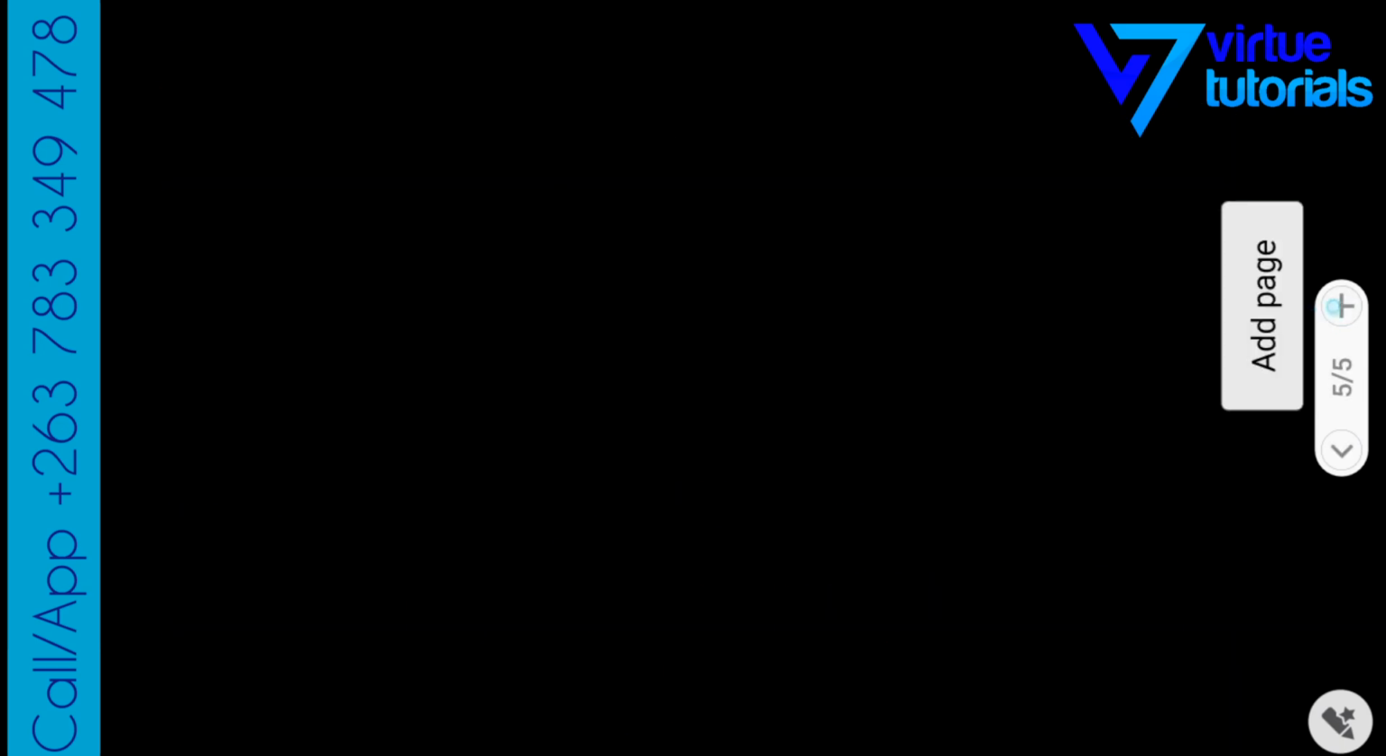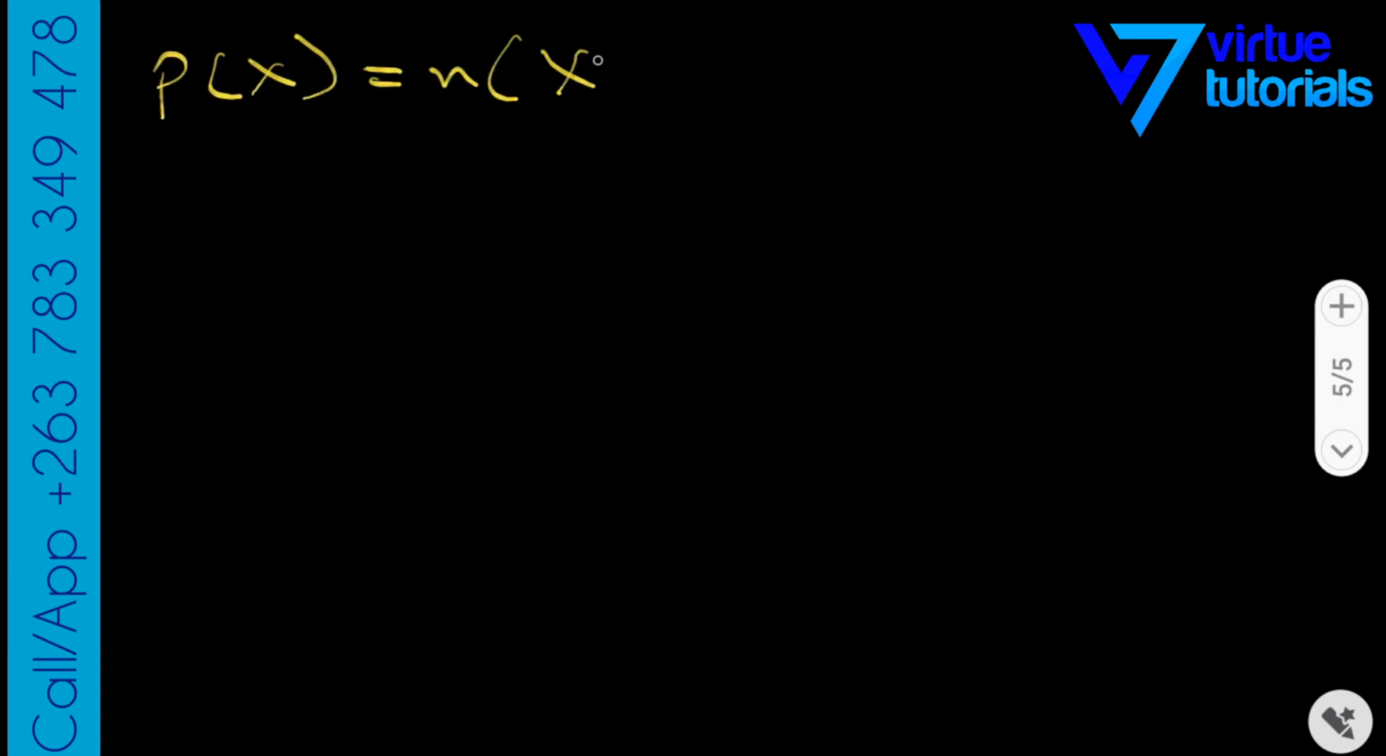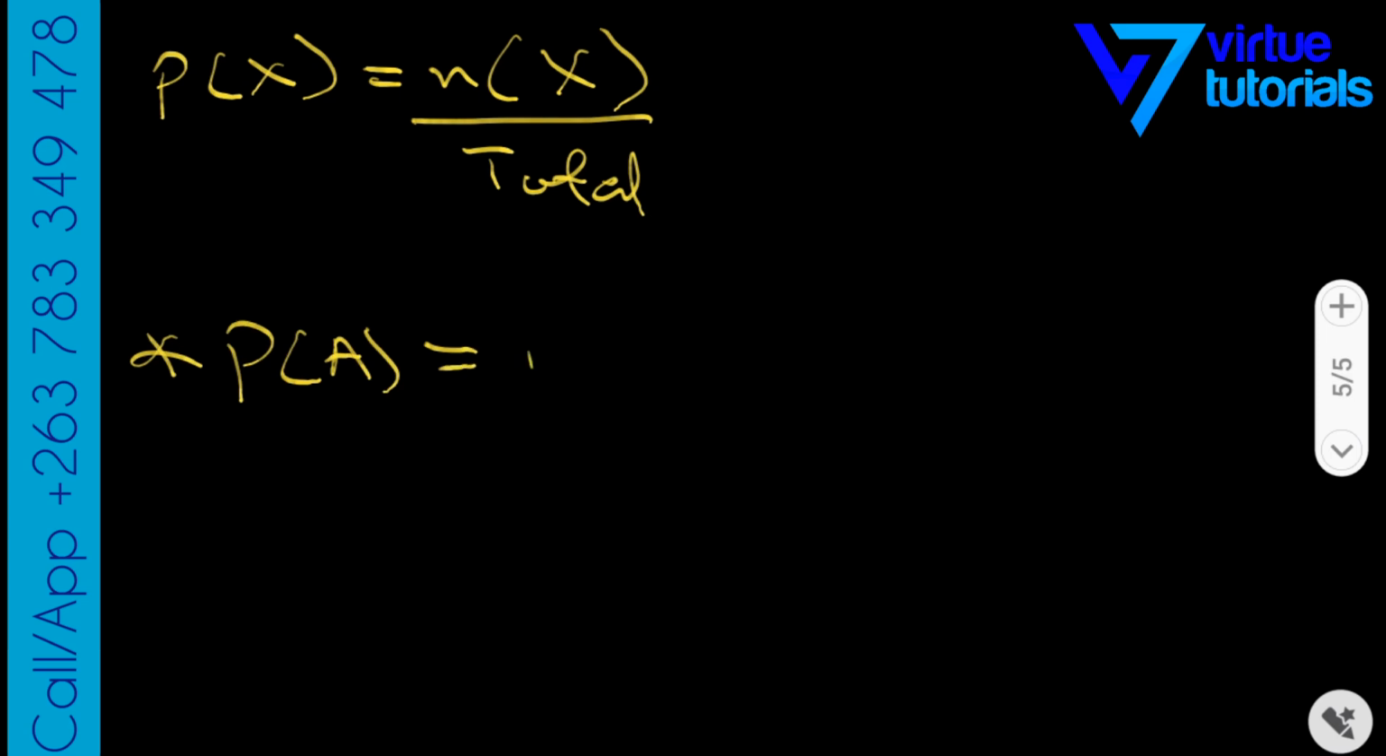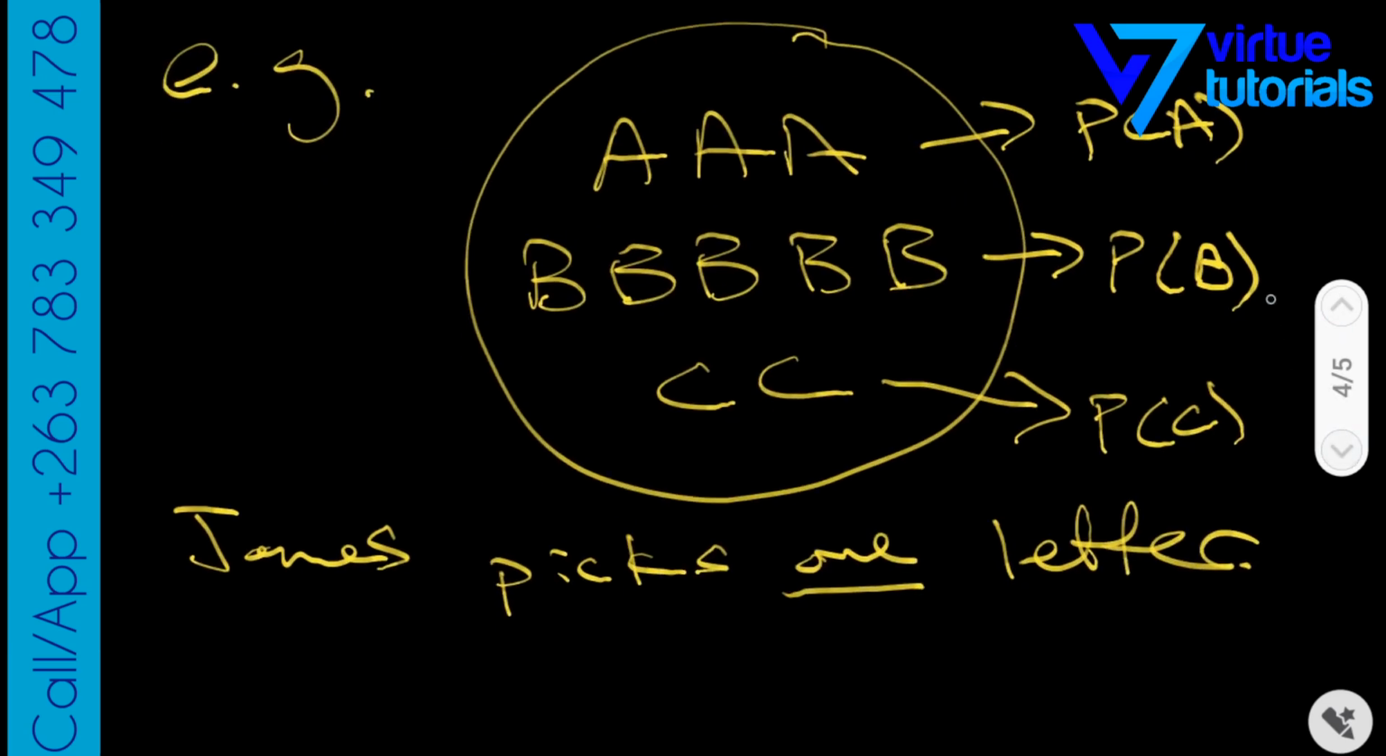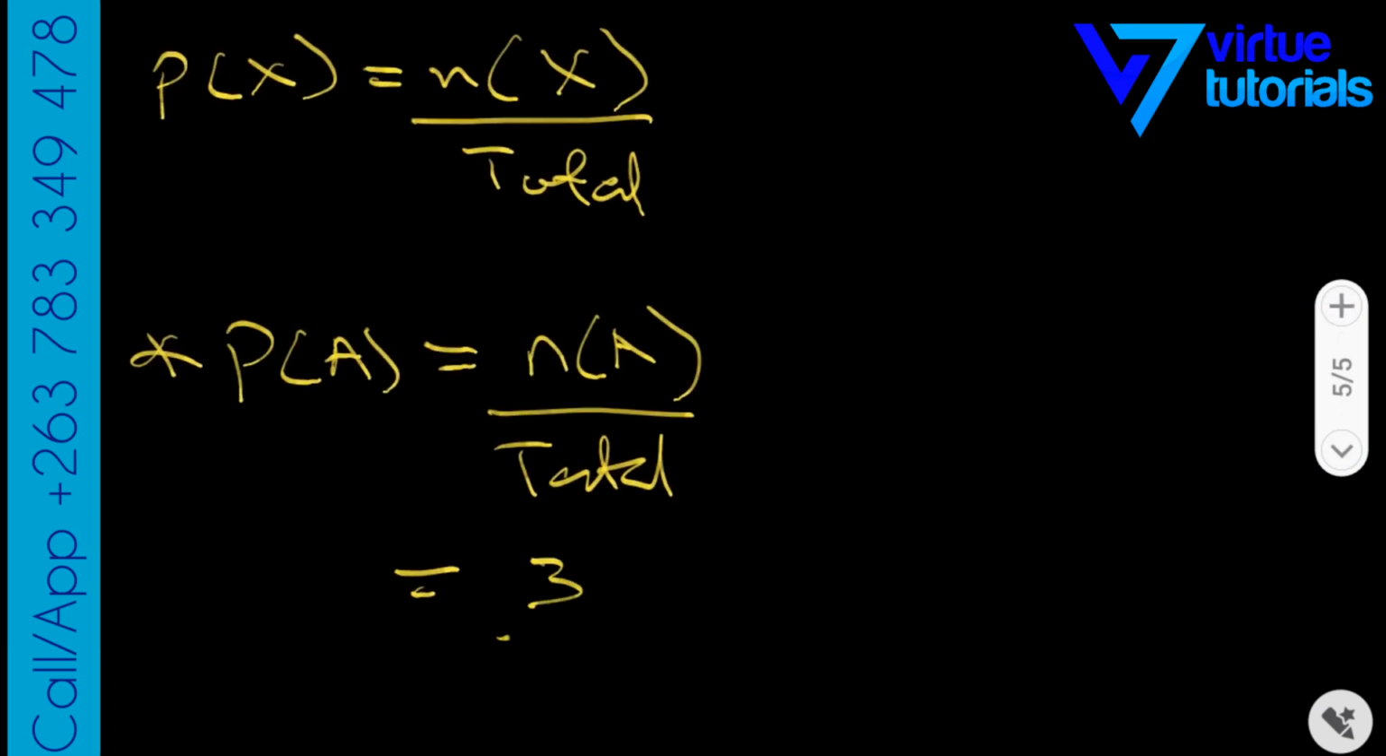Now we remember our formula. Our formula is probability of getting an outcome X is equal to number of those X's over the total. So probability that James will pick an A is equal to the number of A's over the total number of items in that set. If we look at it, we have 3 A's out of 10 letters. So there's 3 out of 10 chances that James is going to pick an A. So the probability is 3 over 10.